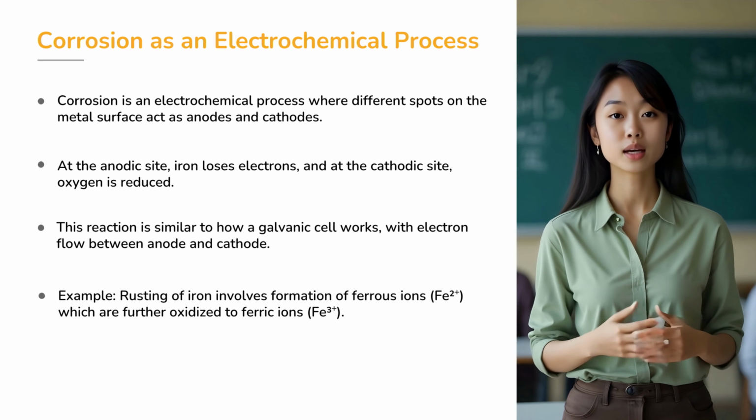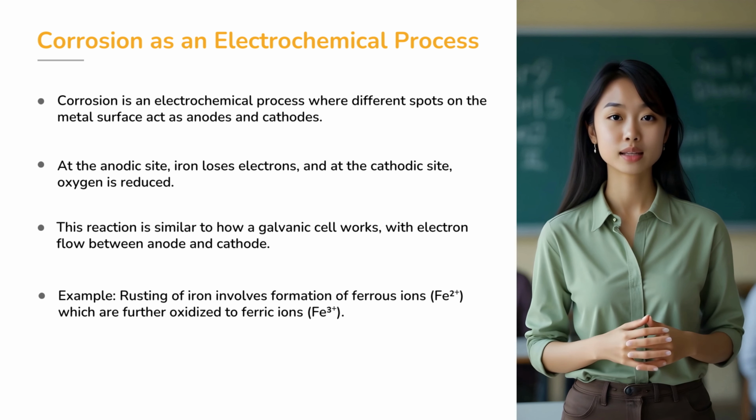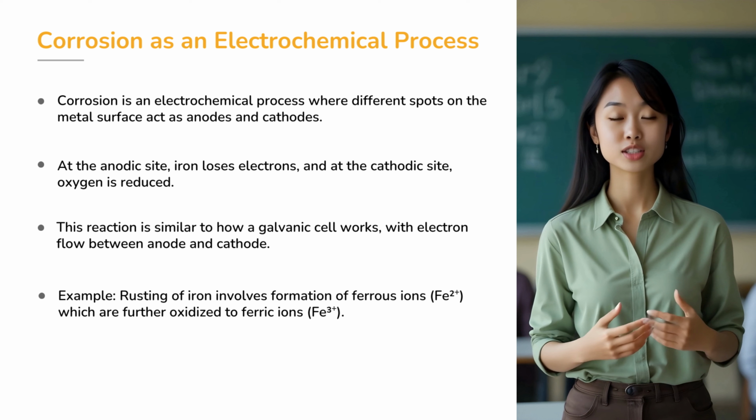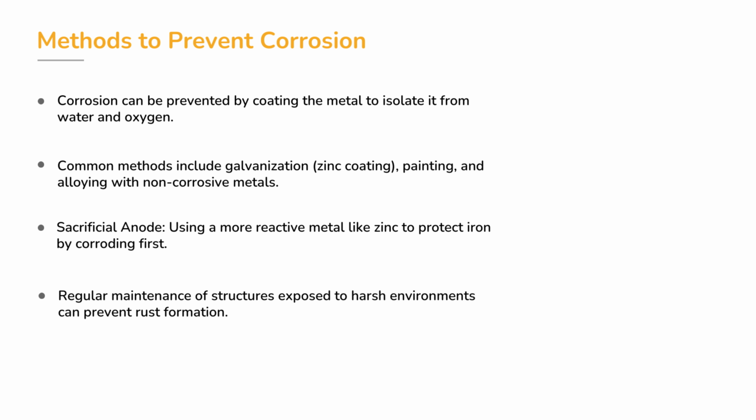This is very similar to how a battery works, with a flow of electrons between the anode and cathode. The result? The iron, which started as a solid metal, gets eaten away and transformed into something else entirely. So, how do we stop this from happening?